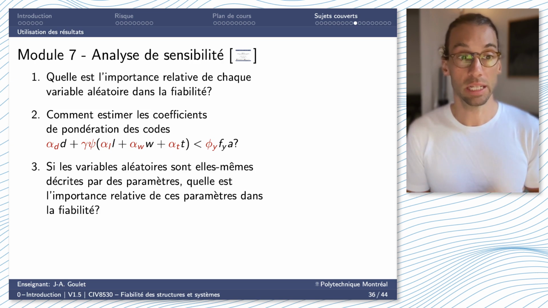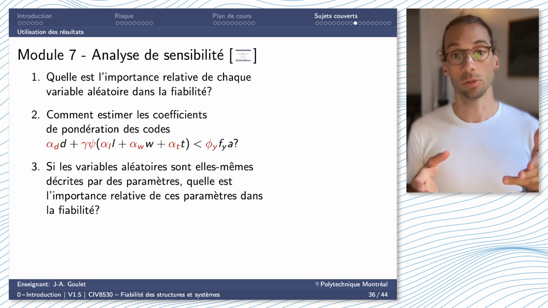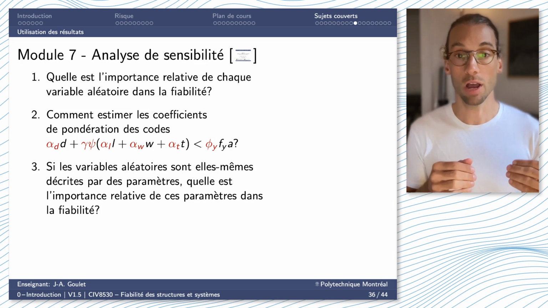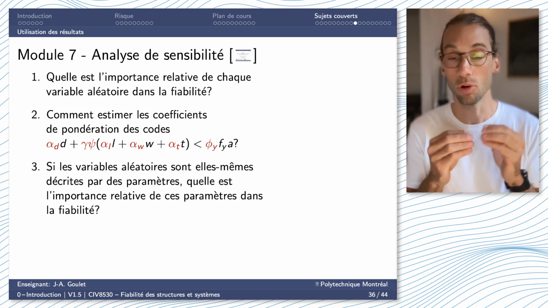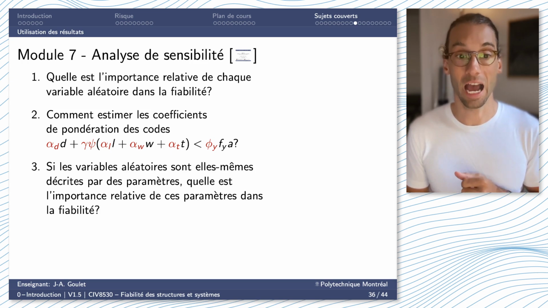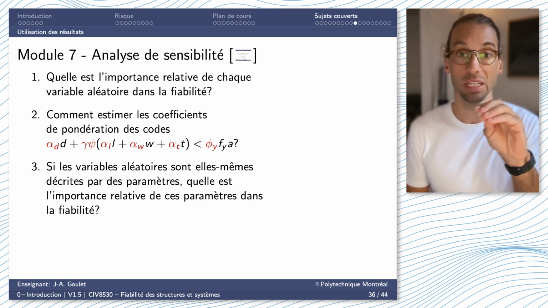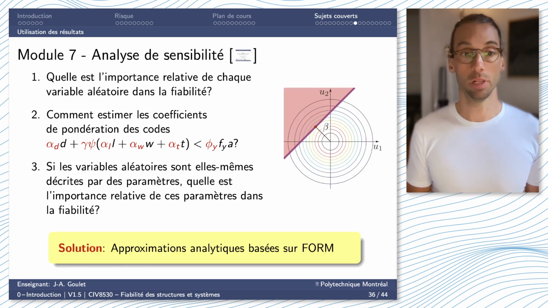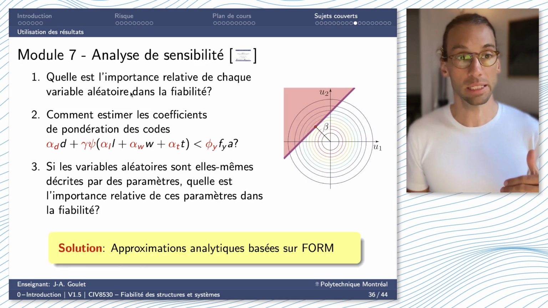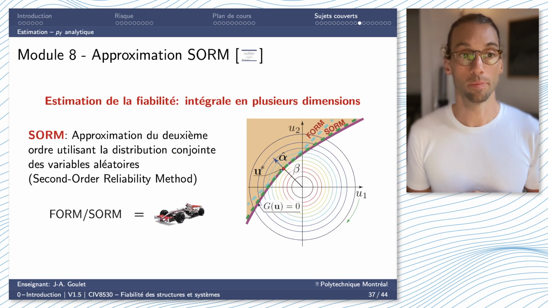And finally, we're going to see what happens if random variables are themselves parameterized by some variables. How can we define the relative importance of each of those, what we're going to call hyperparameters? Of all these mean values and standard deviations, which one is affecting my probability of failure the most? And with all these three things, we're going to see that we have direct access to ways of quantifying them using the FORM analysis we'll have already performed.